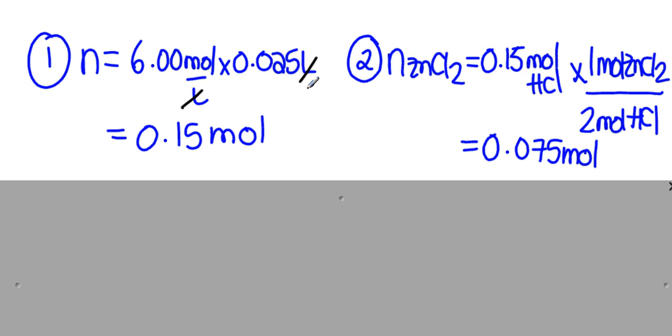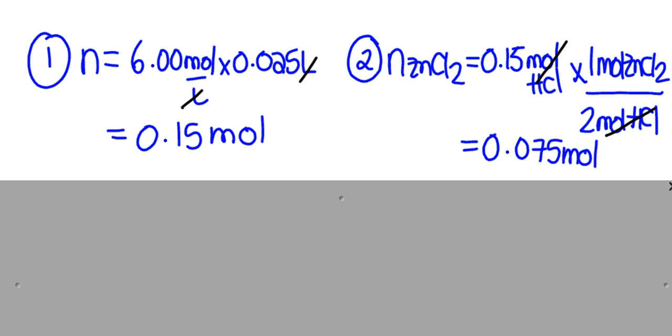Then you need to do your mole ratio. When you look at your balanced equation, there's 2 moles of HCl for every 1 mole of zinc chloride. So it's a 2 to 1 ratio. So when we put it in, we take our moles of HCl on the top in the numerator, and they need to cancel with moles of HCl in the denominator. And then we're left with moles of zinc chloride, where essentially we're dividing by 2. So 0.15 divided by 2 gives us 0.075.